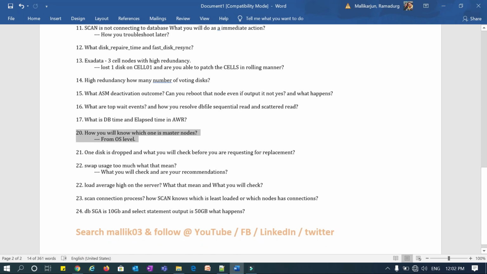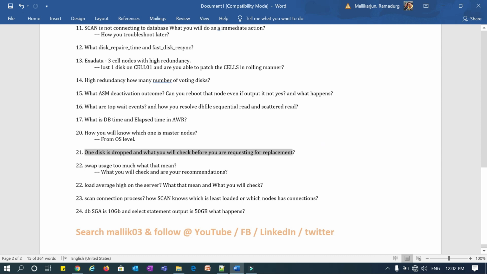And then one of the disks is dropped. What will you check, which log file or alert file will you check before you request the replacement of the disk in Exadata as well as in normal disk storage? You cannot straight away request the replacement. Which logs will you check?